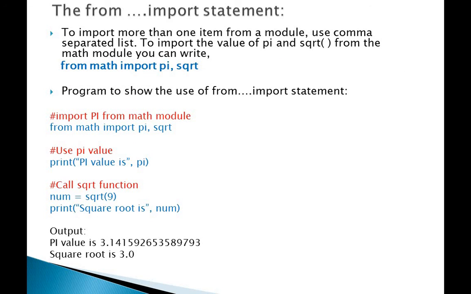There is another statement using which we can add functions or values from different modules. It is from import statement form. To import more than one item from a module, use comma separated list. To import the value of pi and sqrt from the math module, you can write from math import pi comma sqrt.